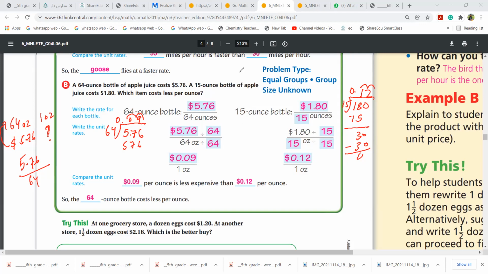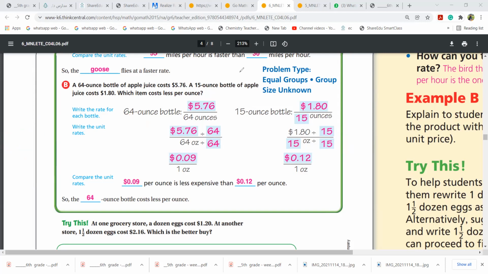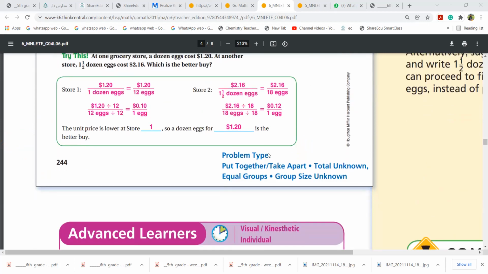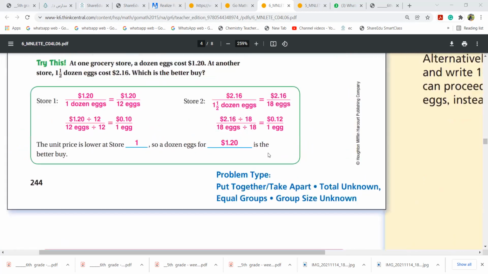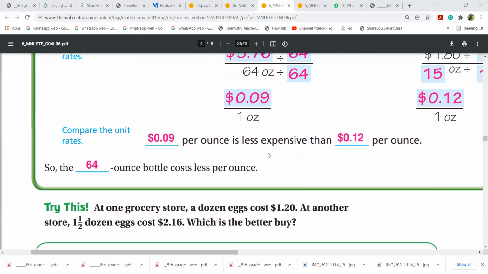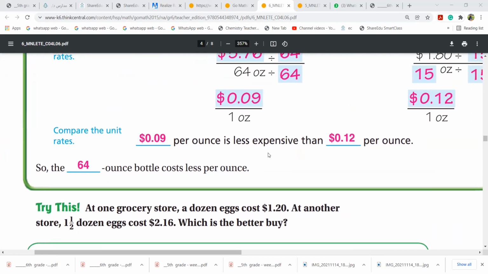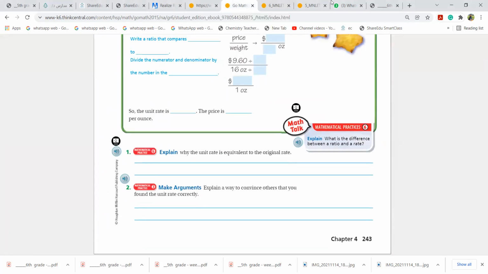Done, girls? Yes. Yeah. Okay. Let me try this with you. I will not show you the answer, but let me go here so that we just copy.